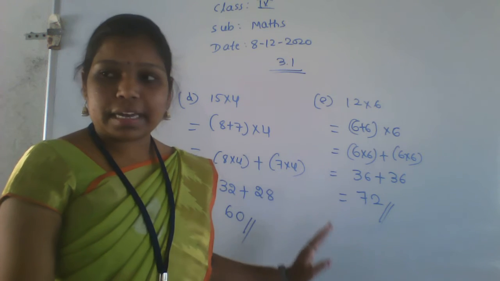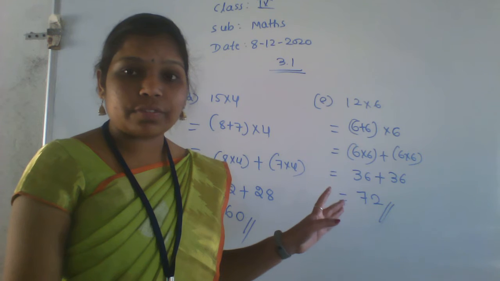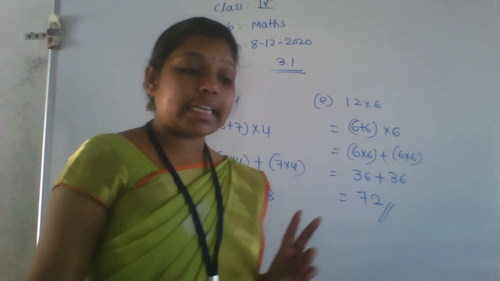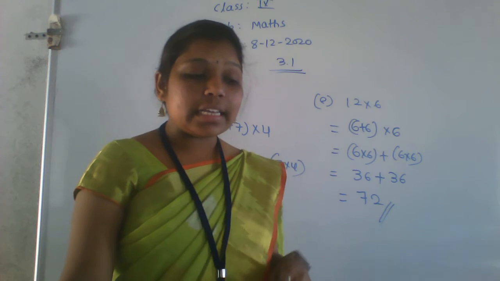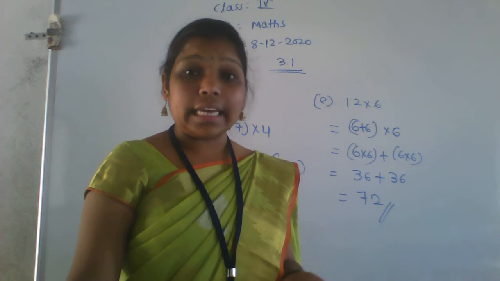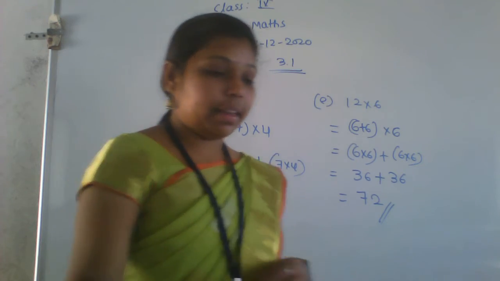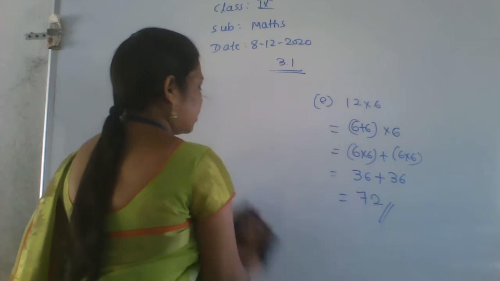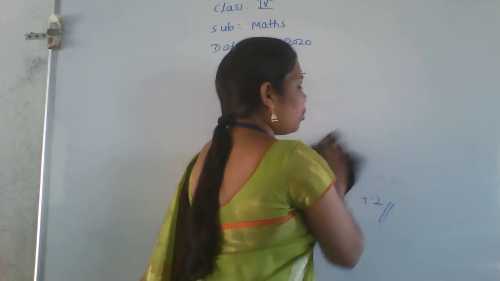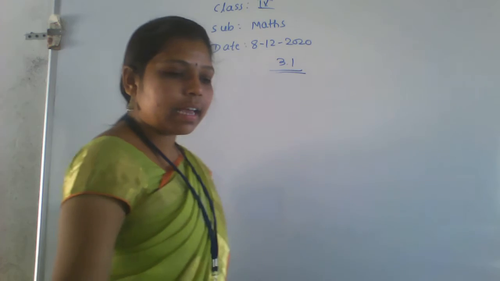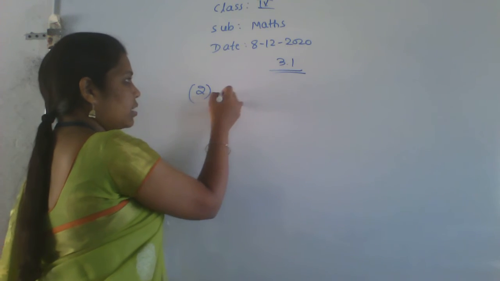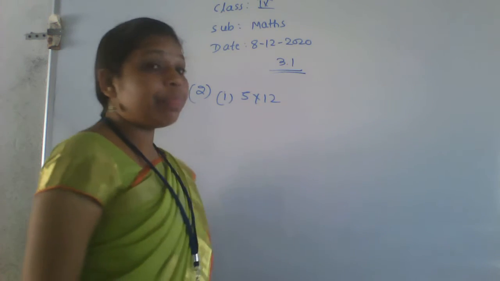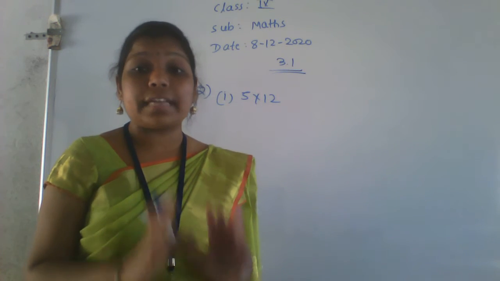Okay, so first main is completed in exercise number 3.1. Now we'll go for the second main. Double the 6 times table to find these products. Double the 6 times table. How to do this one? Double the 6 times table means you have to write the table first. Second main, first problem. What is the first problem? That is 5 into 12 given. Double the 6 times table.